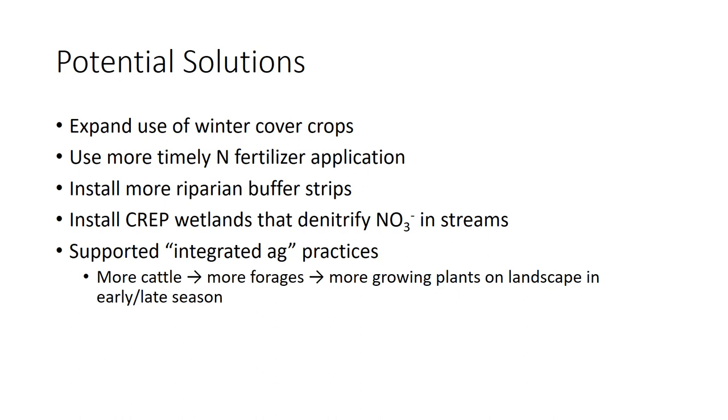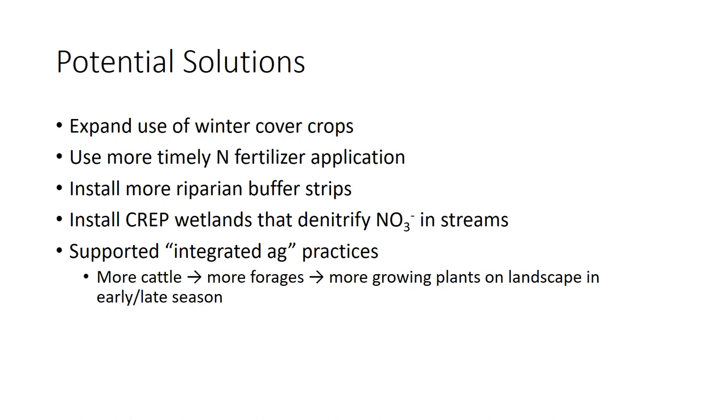Also, if they can install riparian buffer strips along the streams and ditches in those counties, that would help encourage denitrification and improve water quality. Installing constructed wetlands to denitrify the nitrate that's in the streams would go a long way as well. Also, if there were more integrated agriculture practices, for example, more cattle that could consume more forages, then a larger portion of the landscape would be used for growing plants other than corn and soybeans.